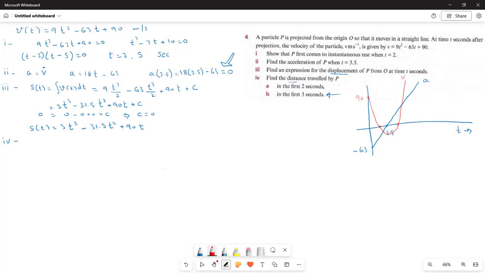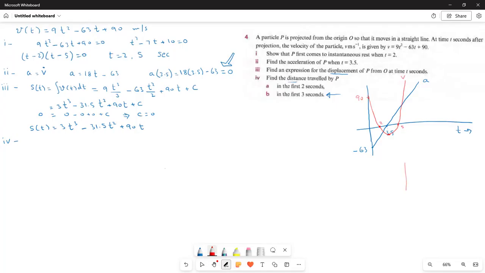Okay, and at time 2 the velocity was 0, and at time 5 it was 0, and the acceleration, I mean the change in the velocity, was 0 at 3.5. So this is the stationary point of the velocity curve. Anyway, in the first 2 seconds, the velocity was positive, so it means the distance and displacement are the same.